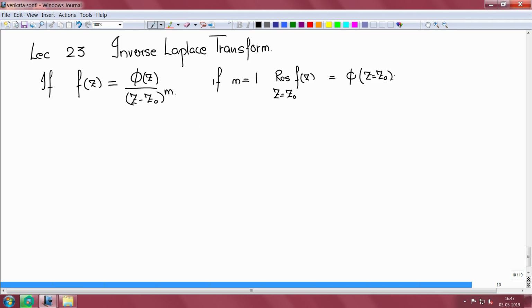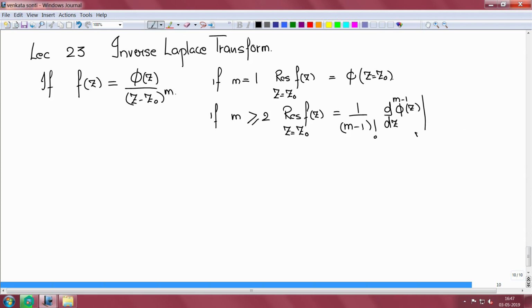However, if m is greater than or equal to 2, then the residue of f of z at z equal to z0 is given by 1 over m minus 1 factorial, d by dz to the power m minus 1 derivatives of phi, evaluated at z equal to z0.